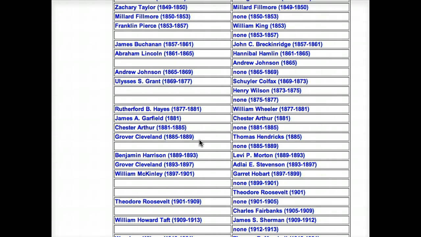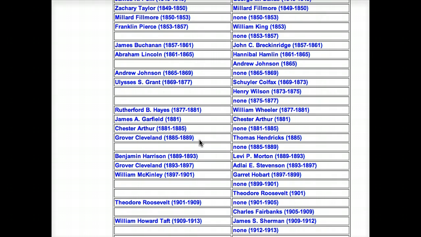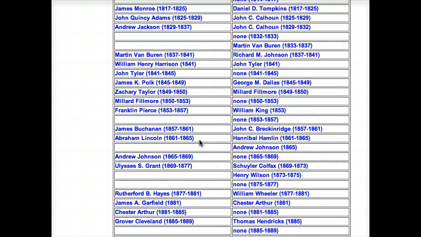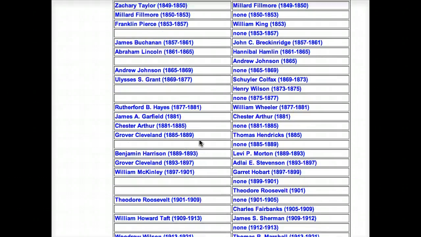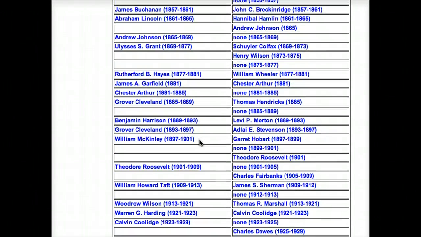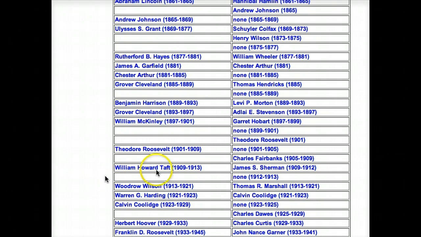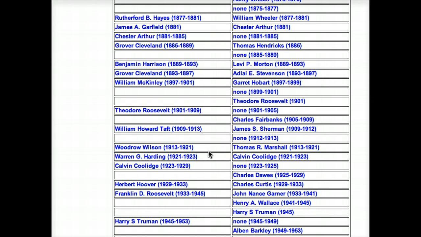You could remember William Howard Taft, and that's the funny one. He was a very large president, and the story goes that they had to special order a bathtub because he got stuck in the bathtub at the White House. So you could remember that.